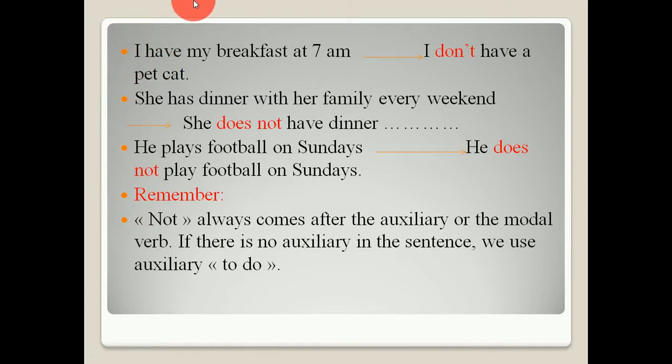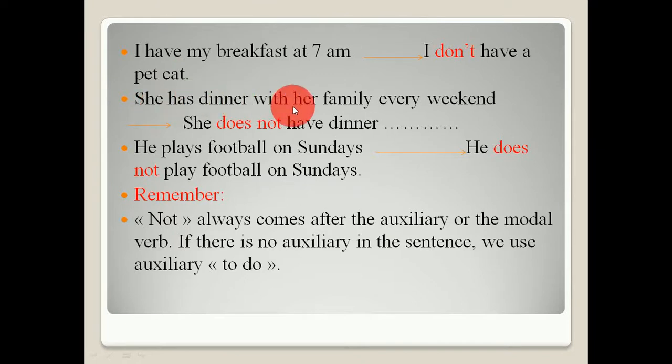I have my breakfast at 7 a.m. What do we do here? We said here, in this case, I apply the rule. I gave it to you: subject plus do not or does not. Here is the subject I. With I we use do not or does not. We use do not. So I don't have a pet cat.